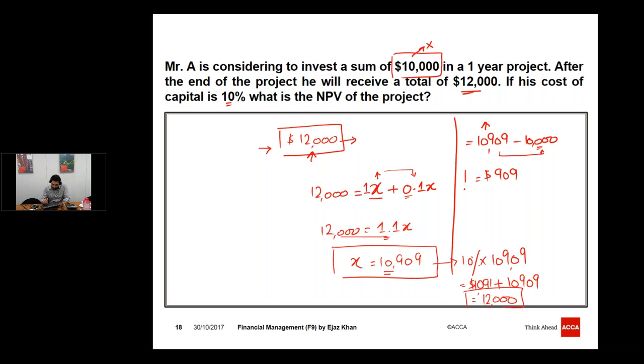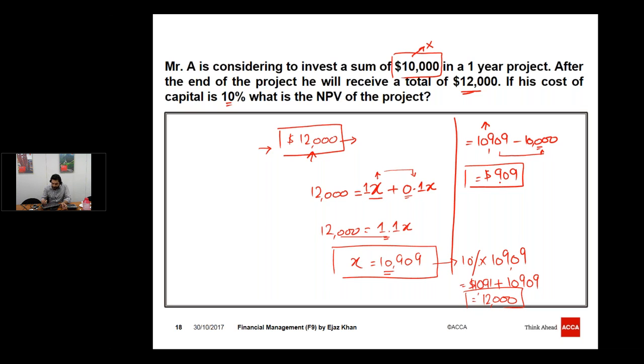$909 positive. So my question to all of you is, should Mr. A invest in this project or not? Yes, because he wants to generate 10% return. And if he wants to generate 10% return, he has to invest 10,909 in the project, whereas the required investment is 909 below the maximum that he should invest, so he should go for it.